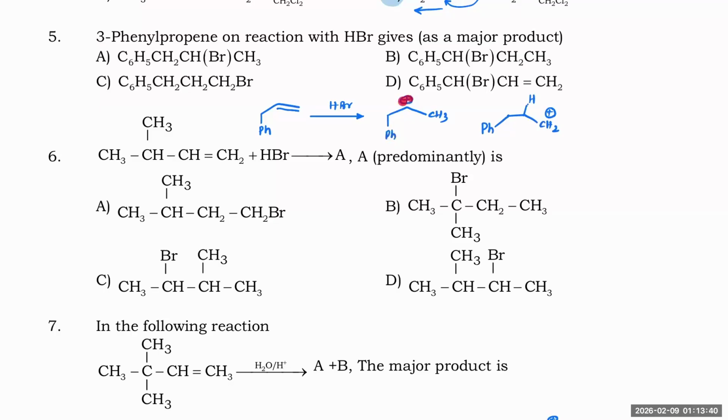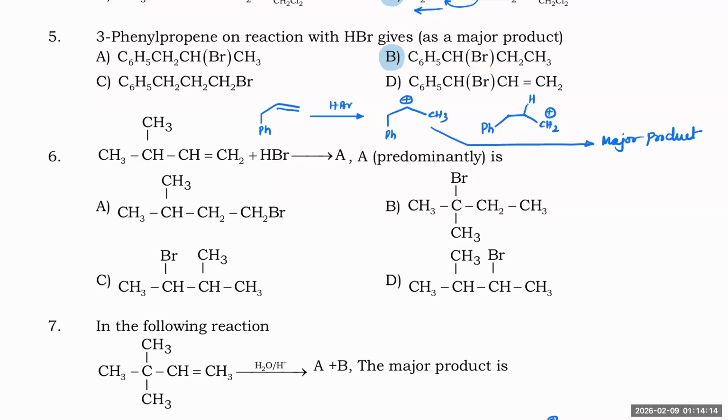But if the carbocation comes here, this methyl will help stabilize the carbocation. But if the carbocation comes here, these two carbons will not be helping sufficiently to make the carbocation stable. So in such a case, what do we do? This is what you should follow for the major product. So in such a case, which one do you choose as the major product? This B. You can see this will be the major product.